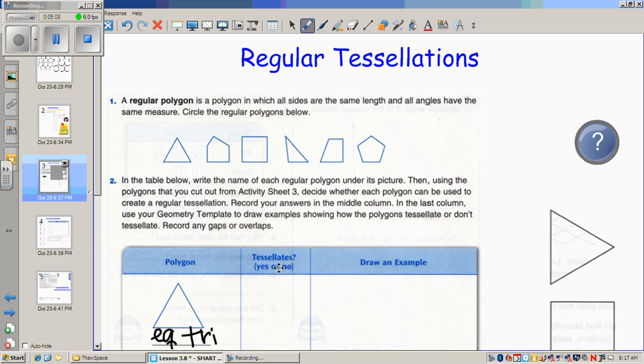And then you can write yes or no. And an equilateral triangle does tessellate. And hopefully you know that. Okay, we're going to move on, and I'm going to let you finish the rest of them. Okay, so hopefully you did know that one.